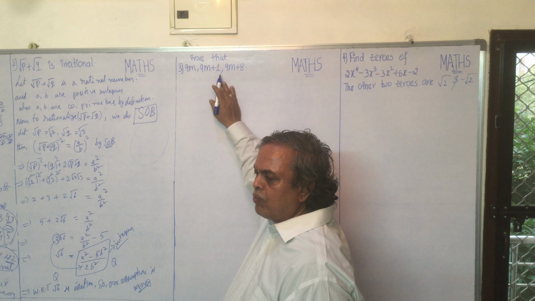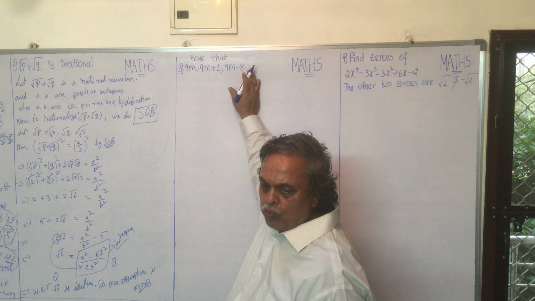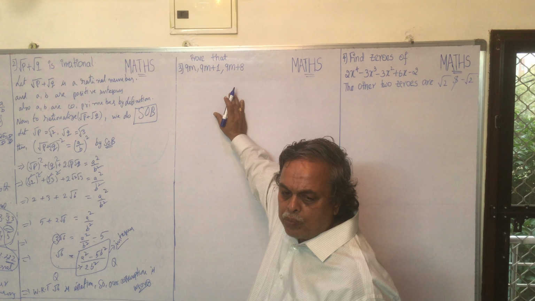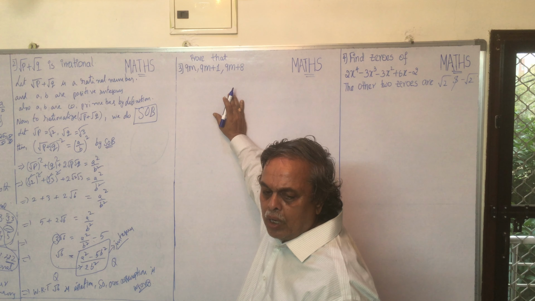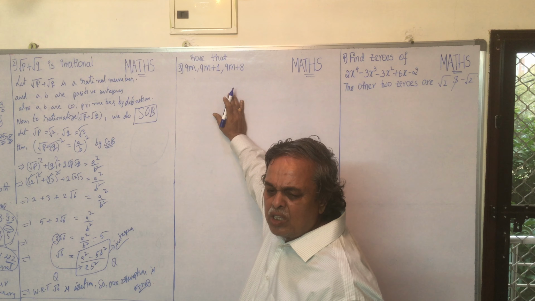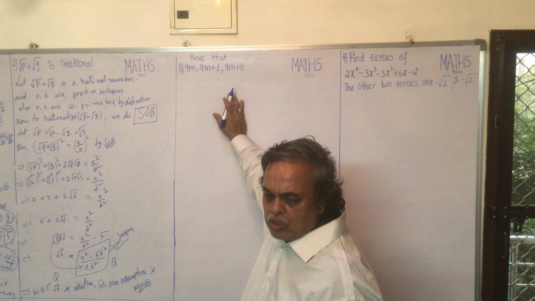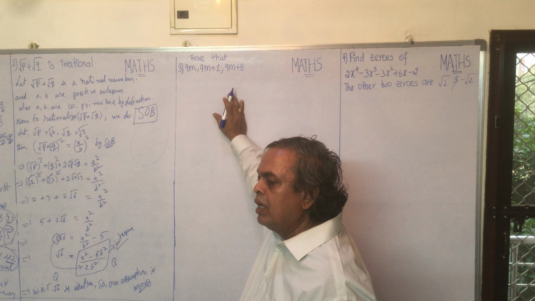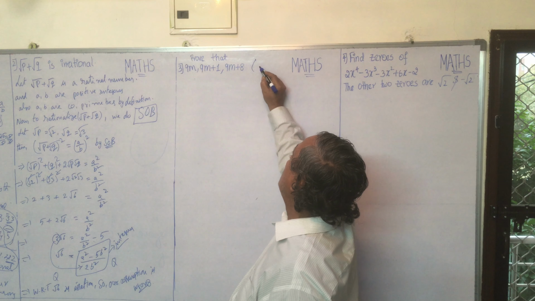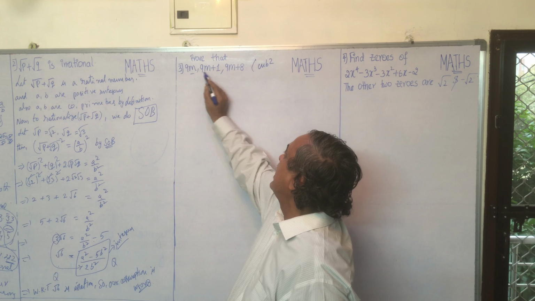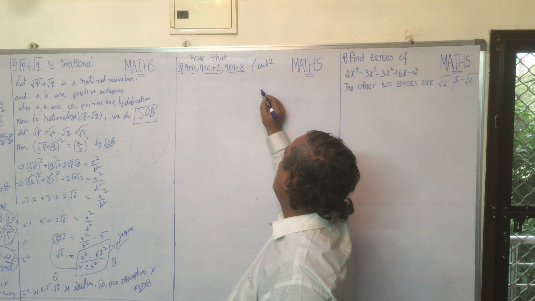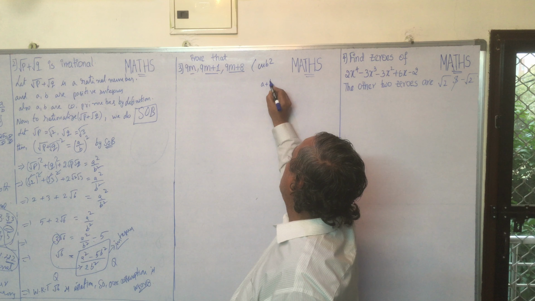It is of the form of a cube. Integers should be proved in cube form, but not in square form. Square form is 3m, that is 6q, 6q plus 1, in the square form. This is cube. Cube means we should use 9m, 9m plus 1, 9m plus 8. We should use (a plus b) whole cube.